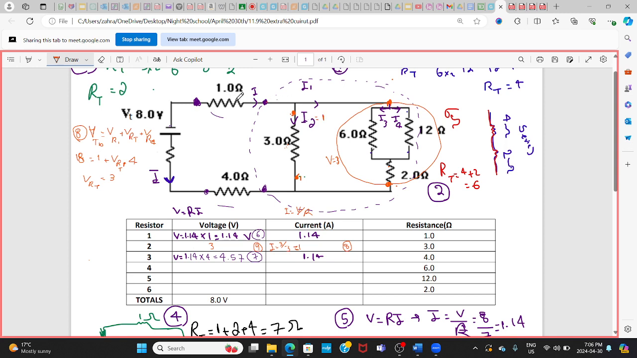So if this incoming I that I get is 1.14, and here the current is 1, what would be the other I? Because the incoming is equal to the addition of the outgoing, right? What would be I1? Can anyone tell me?